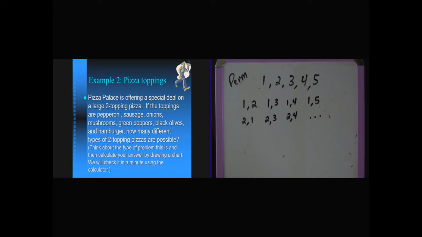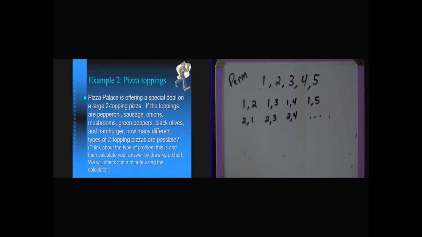Hopefully you figured out that you're picking a small group from a larger group, because you have 2 toppings that you're picking out of however many toppings there are. If we count how many toppings there are, there'd be 1, 2, 3, 4, 5, 6, 7 different toppings. So you're choosing 2 toppings out of the 7 toppings that are available. Okay, and so it would be a situation number 2.